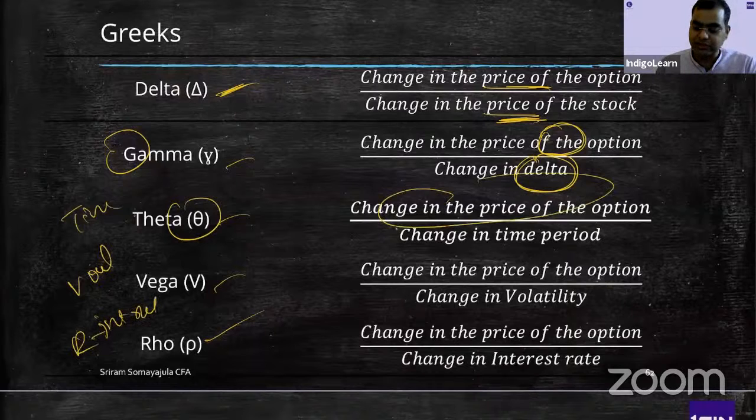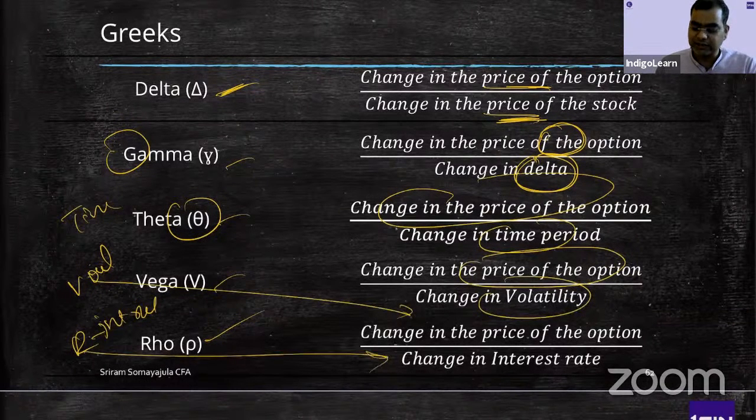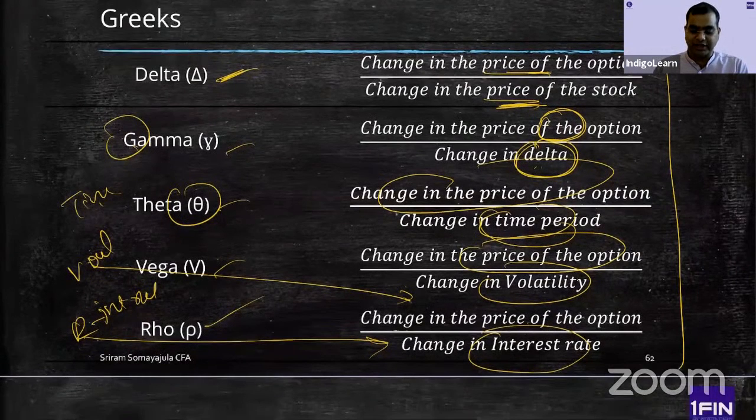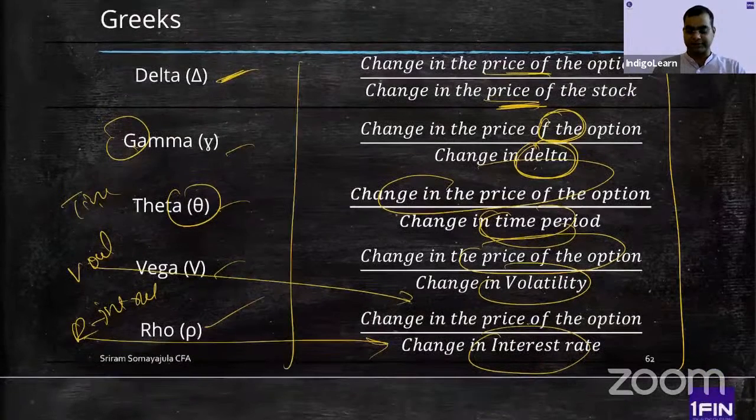Change in option price due to change in time. Change in option price due to change in volatility. V for V. R for R, so change in price of option due to change in interest rate. T for time. Gamma is change in price of the option due to change in delta. Beyond this, they have not actually asked more questions in the exam or given more stuff in the syllabus. So I don't think anything beyond this is required, but you need to understand what these are. If you understand this, I think it is more than sufficient for our exam purposes.